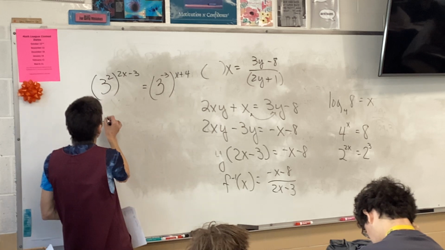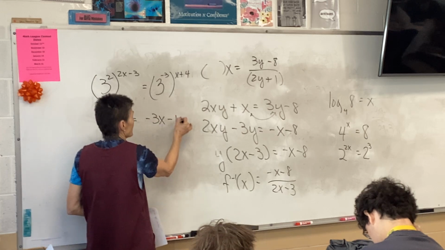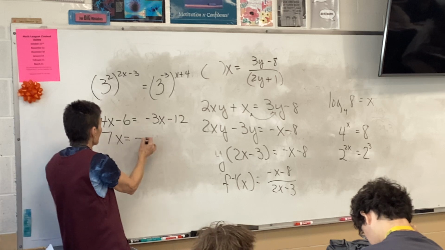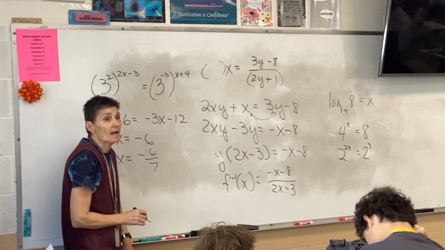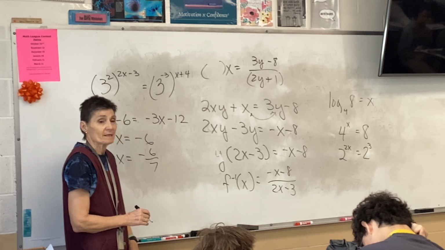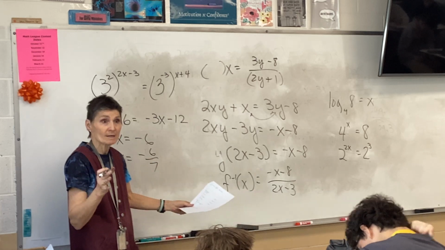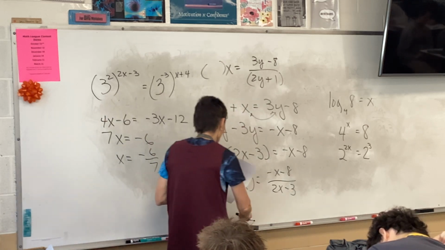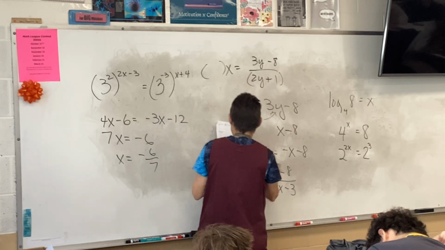All right, so 4x minus 6 equals -3x minus 12. Keep an eye on my arithmetic. 7x, I got -6/7. Anybody else get that? Now, do I need to worry about that at all? No, because this is not a logarithm problem. This is an exponent problem, and it's okay to be negative in an exponent. Let's do one more. I thought we were gonna run out of time, but that didn't take long. I promise. Last one. Here we go.